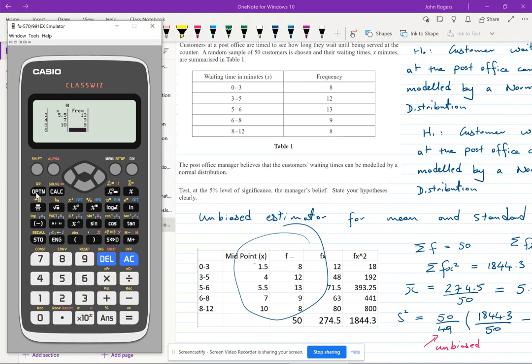And now we can go to options, and we want one variable calc, so that's 3. And there we can see we've got our 5.49, which we knew, that's our mean x bar. It's also given our value of s squared. That just reminds me, that's the actual variance we have there, so we need to actually square root it, which will be 2.623.